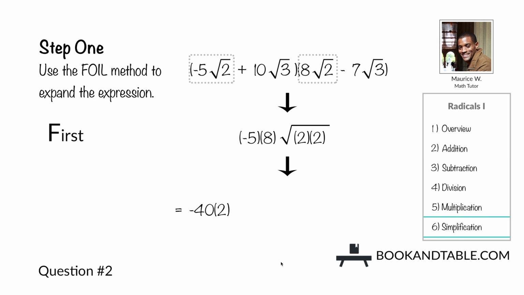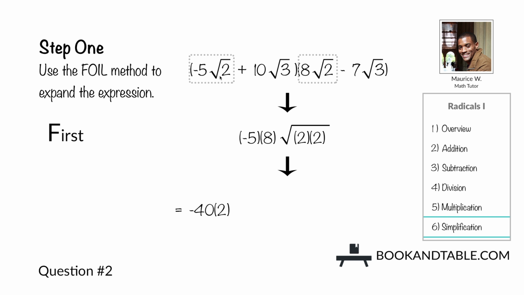Question number 2. Step 1, use the FOIL method to expand the expression. The F in FOIL stands for first, so you multiply the first term in the first binomial times the first term in the second binomial. When you do so, you multiply the coefficients, so that gives you negative 5 times 8, which gives you negative 40.